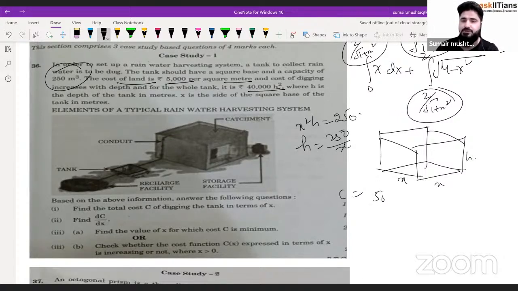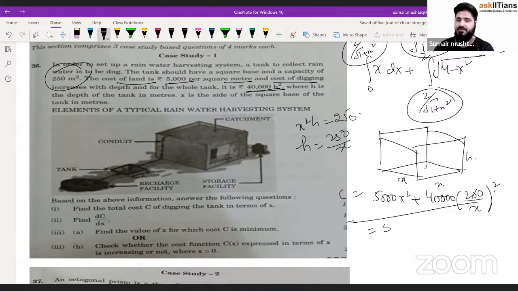That is 5,000 x square, isn't it? And the cost of digging increases with the depth. Okay, and it is 40,000 h square. That is plus 40,000 of h square, that is 250 divided by x whole square. Get the value of this thing. This will be equal to 5,000 x square plus 40,000 into this 4 lakh into 65625,000 whole divided by x square. This is your cost. Okay.